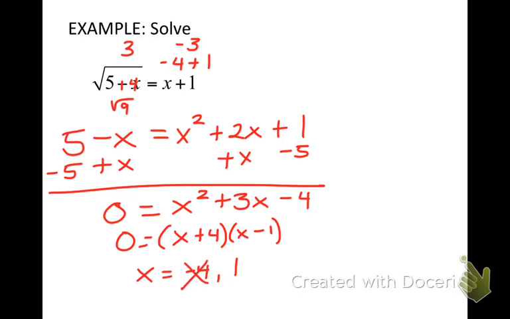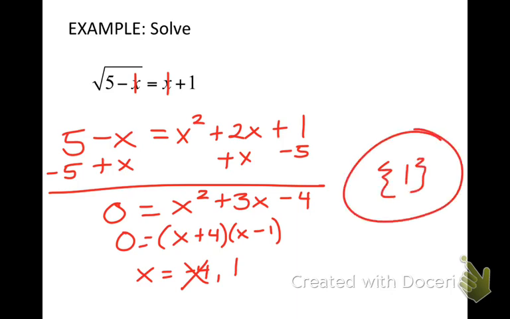Let's quickly make sure 1 also works. If I plug in 1 for my x, 5 minus 1 is 4, the square root of 4 is 2, 1 plus 1 is 2. So I know that one's good. So my only solution is 1.